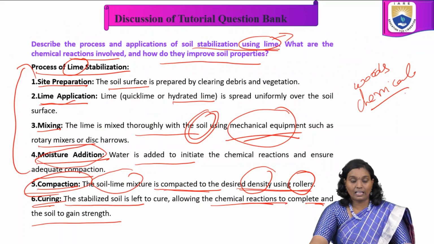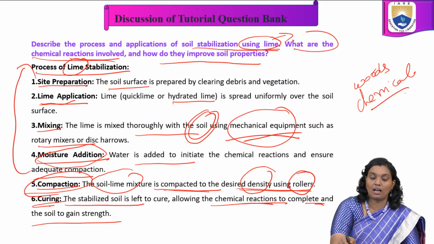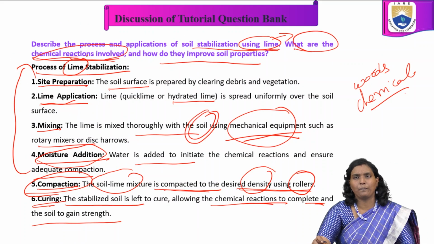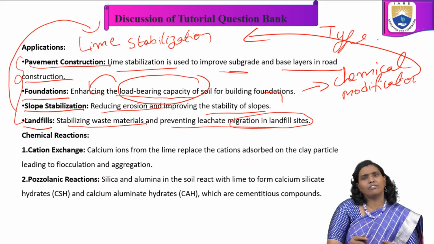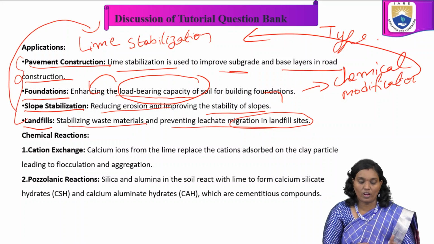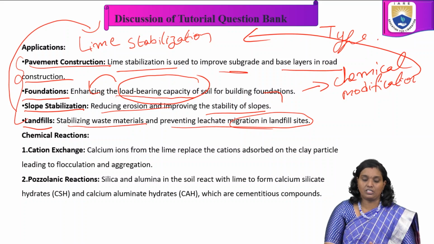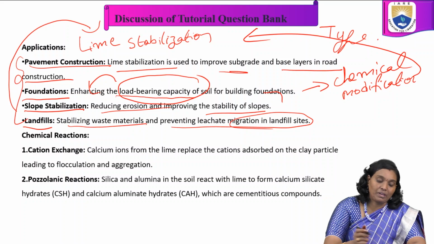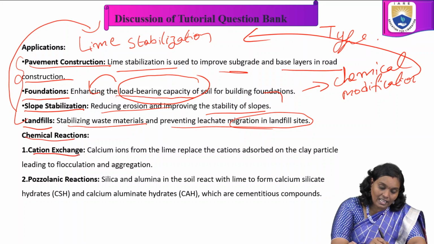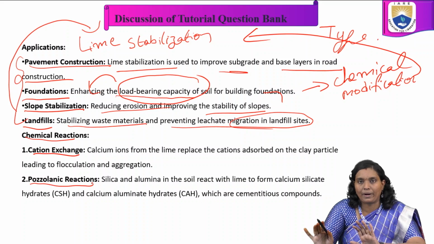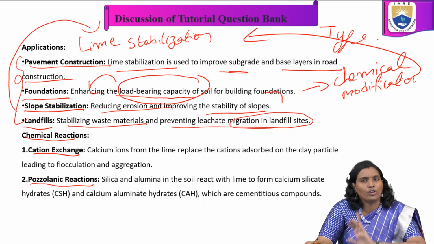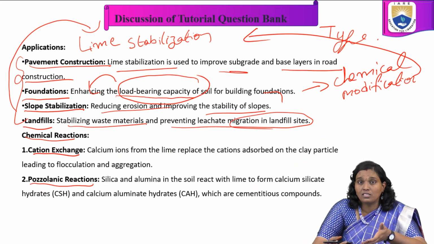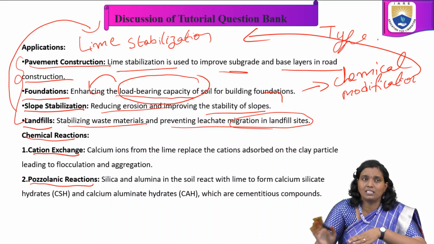In this, they may ask about the chemical reactions involved. It may or may not be asked, it depends upon the question. If they ask, we may write about how it reacts, and you may include the equations if you are comfortable and confident. So in this chemical reaction, cation exchange and pozzolanic reactions happen. This is enough if they ask what chemical reactions are involved. If you want to elaborate, it depends.